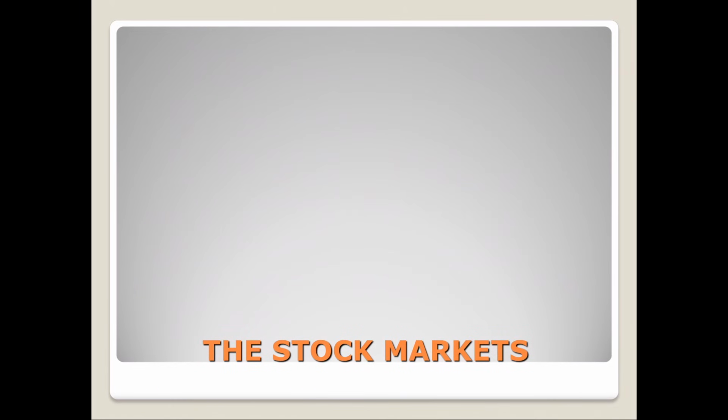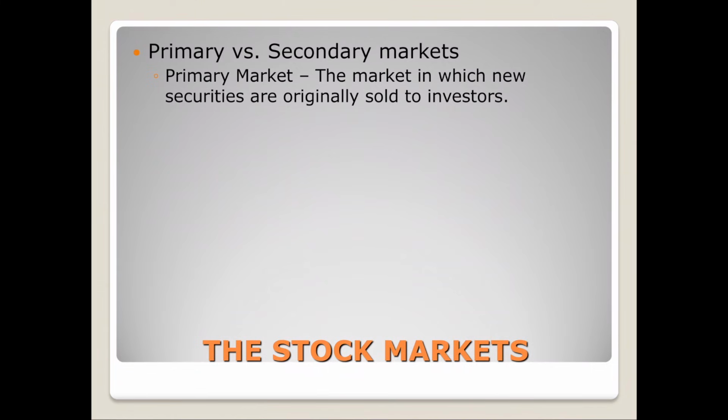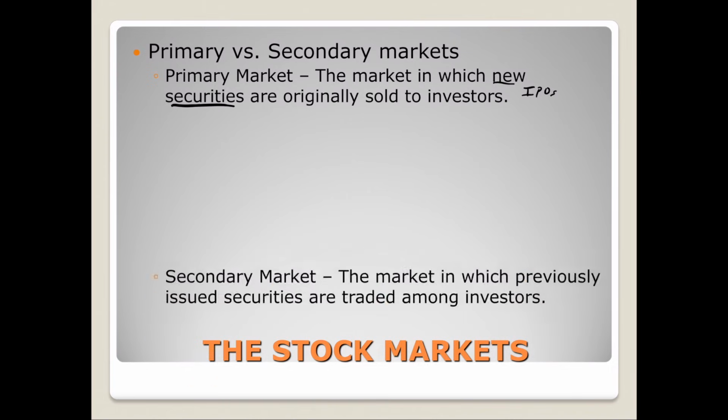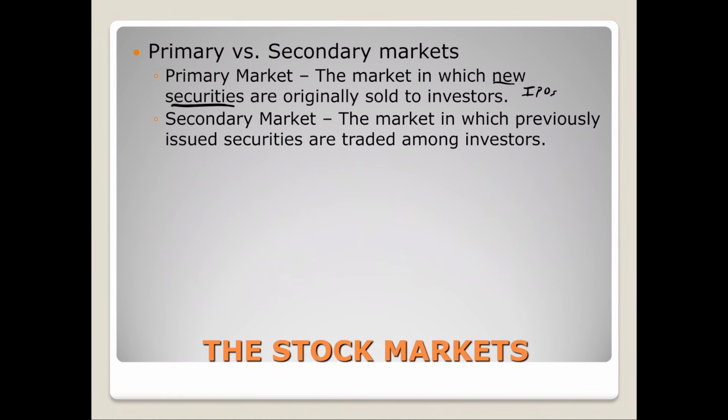So where are these stocks sold? First of all, there are primary markets and secondary markets. Primary markets are the market in which new securities are originally sold to investors. Here you have your IPOs, your initial public offerings. There are also primary market transactions that are private, but these are the new securities being sold to investors. So these are securities that have not yet been available to investors. A secondary market is the market in which previously issued securities are traded among investors.